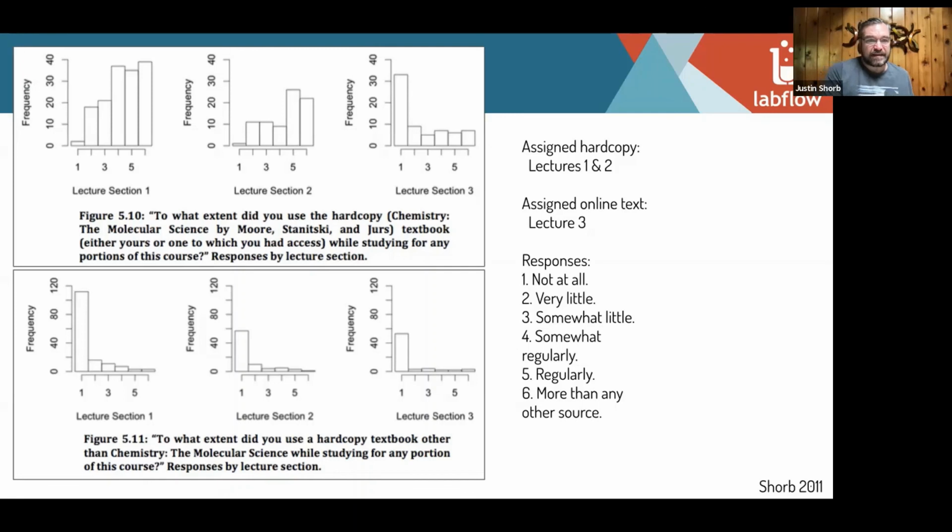And as you can see, students from the different lecture sections, so 1 and 2 are groups that did have a hard copy assigned, and group 3, or lecture 3, did not. So the fact that the textbook was used more often in sections 1 and 2 isn't surprising, because that was the one they were assigned. And lecture section 3 obviously used the hard copy textbook fairly little, because it's down here at the 1 level.